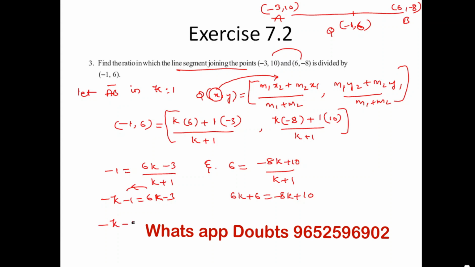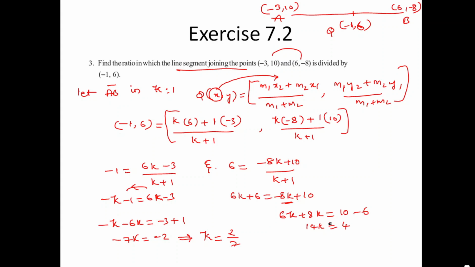So this becomes minus k minus 6k equivalent to minus 3 plus 1 here. This is 7k equals to what can I write? Minus 2. So at last, this became 2 by 7. Okay. So shift the other letter to the other side. We'll get 6k plus 8k equals 10 minus 6. So this is 14k equal to 4, isn't it? 14k equivalent to 4. Now when I shift this, I'll get 4 by 14.